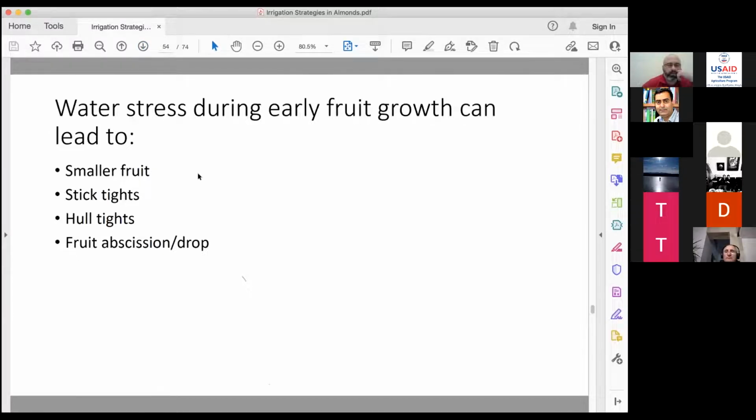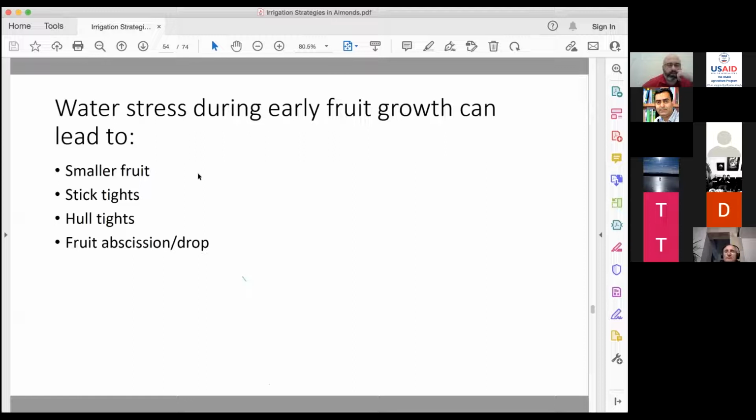On the other side, if we have water stress during the early fruit growth stages, it can lead to smaller fruit, because the period from the nut set through full maturity takes a couple of weeks, and water stress during those periods makes a smaller fruit. It can also increase stick tights. Stick tights are the nuts that stay on the trees even after shaking. They don't come off easily, and that's usually a sign of water stress.